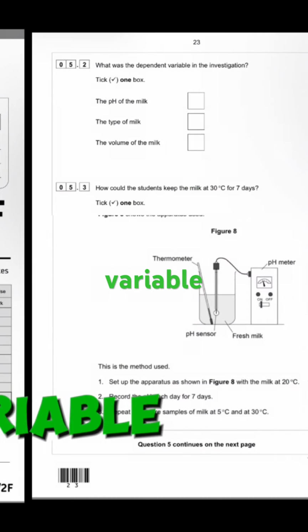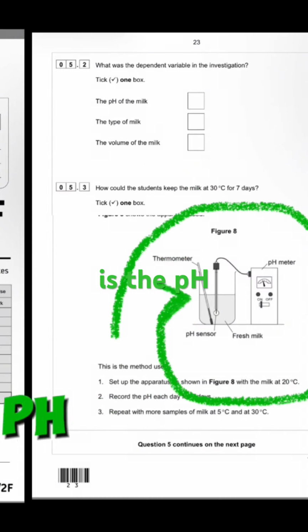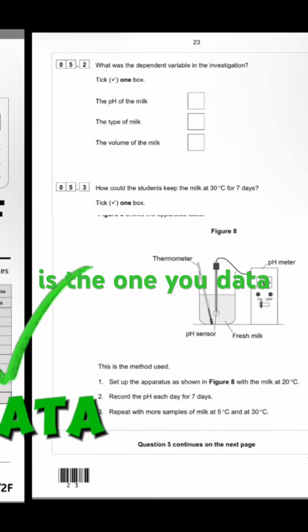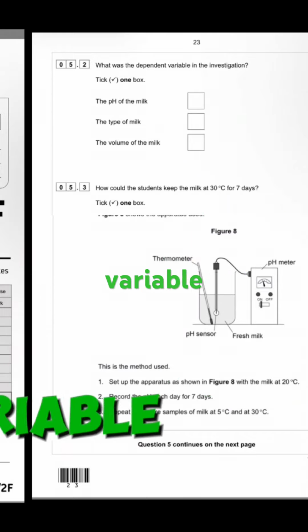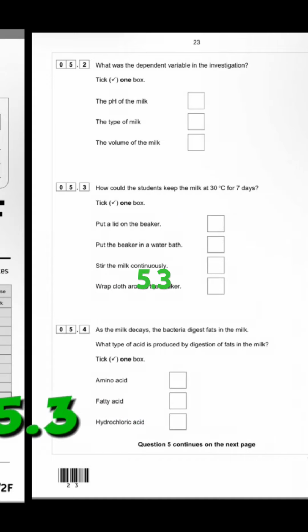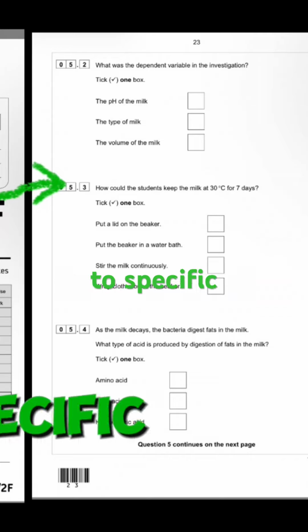What is the dependent variable? And the answer to this question is the pH of the milk. I will give you an exam tip: the dependent variable is the one you collect data on, or measure. The independent variable is the one you change: temperature. Similarly, the next part of the question, 5.3, is about controlling the temperature to a specific temperature.